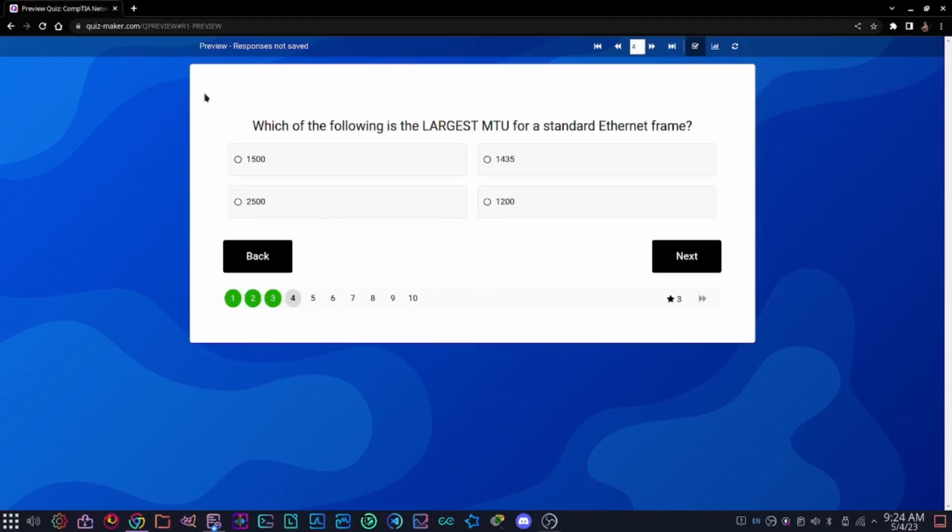So question 4, which of the following is the largest MTU for a standard Ethernet frame? So we have 1500, 1435, 2500, and 1200. So the largest MTU for a standard Ethernet frame, which is going to be called a giant, is going to be 1500. That is the max MTU for that.